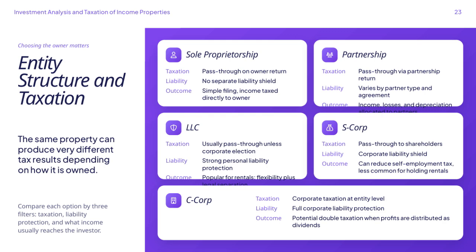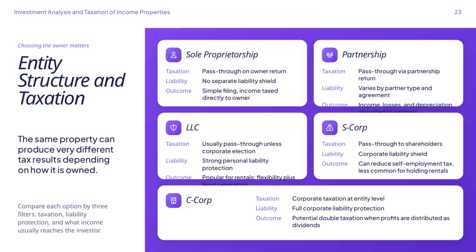Partnerships also use pass-through taxation, but at the partnership return level. Liability varies depending on the partner type and agreement, and income, losses, and depreciation are allocated among partners, providing some flexibility. Limited liability companies, or LLCs, usually provide pass-through taxation unless a corporate election is made. They are popular for rental properties because they offer strong personal liability protection combined with operational flexibility.